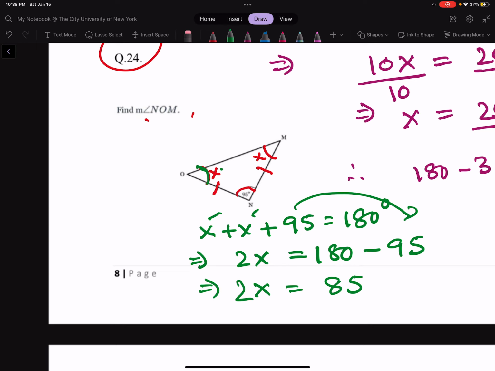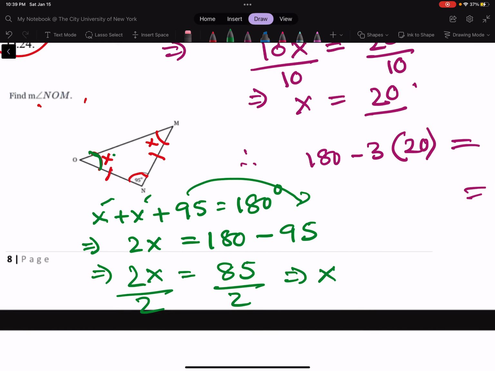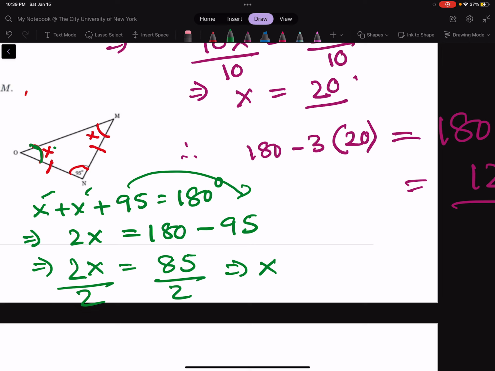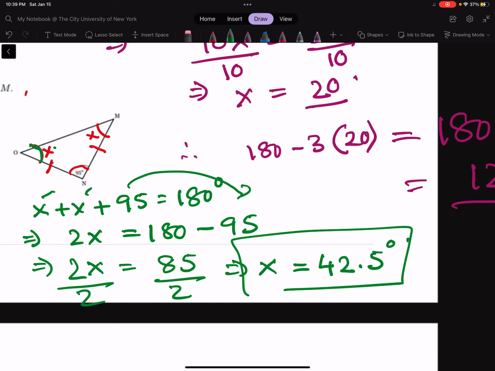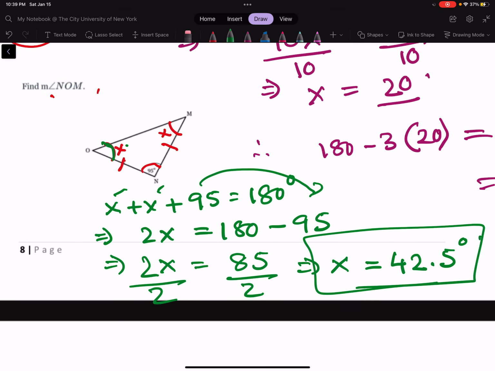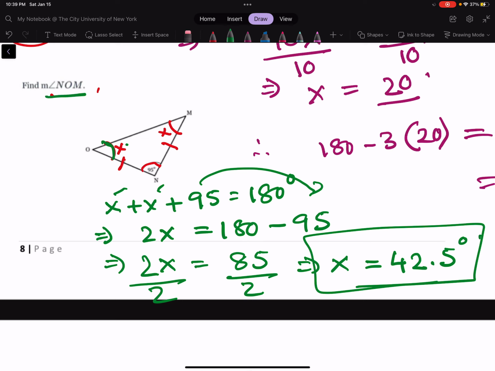So this is 2x. Now we divide by 2, divide by 2. What do you get? x. Probably you don't get a whole number. x equals 4 2s are 8, and then 2 2s are 4 and 0.5. So you get 42.5. Okay. So that x is basically your NOM. So you say measure of angle NOM equals 42.5 degrees. That's it.